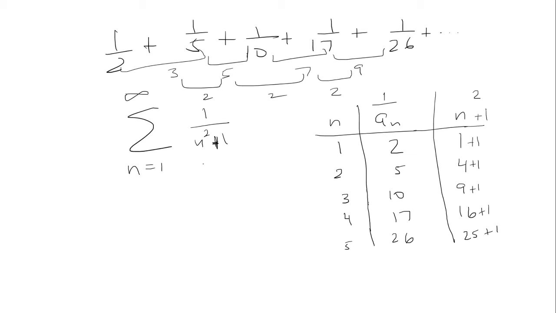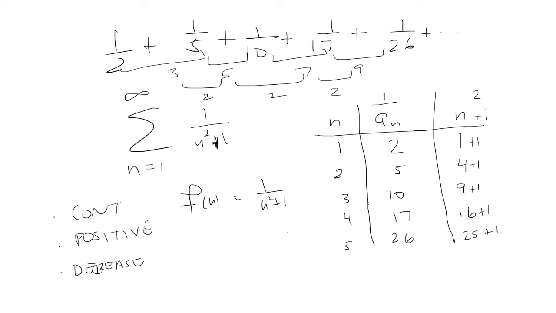Now we want to go through the three conditions of the integral test. The first one being it has to be continuous, and then positive, then decreasing. So we're going to define f of n as 1 over n squared plus 1. So let's see, we know that this is going to go to 0 in both directions, and when n is 0, this is 1. So it's going to look something like a bell-shaped curve. But for us, we're only interested in n equals 1 to infinity.